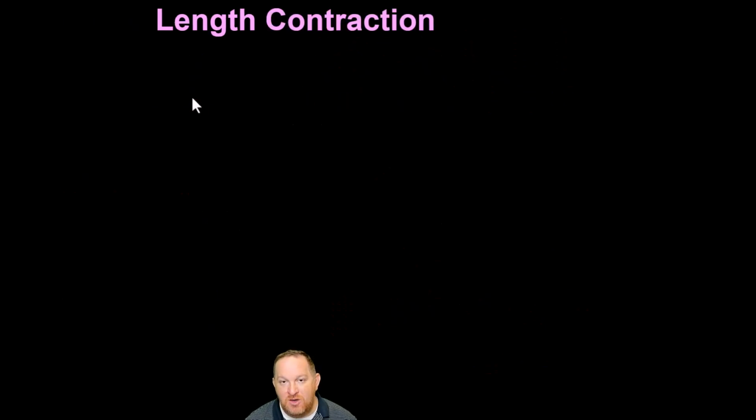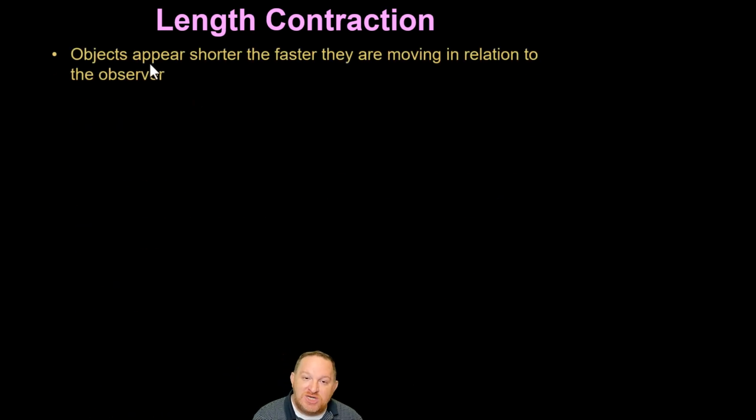As I started the video, we also talk about length contraction with special relativity. Objects appear shorter the faster they're moving in relation to the observer.